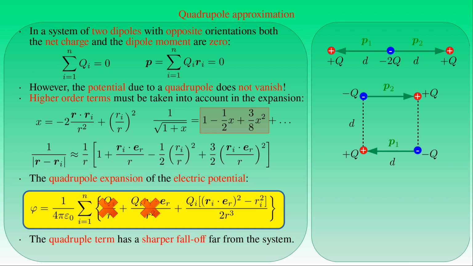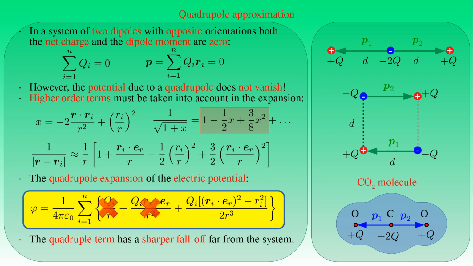An example for the first type of quadrupoles is the carbon dioxide molecule, where the angle of the bonds between carbon and oxygen atoms is 180 degrees. Here the oxygen atoms have positive partial charges Q and the carbon atom has the charge 2 times minus Q.